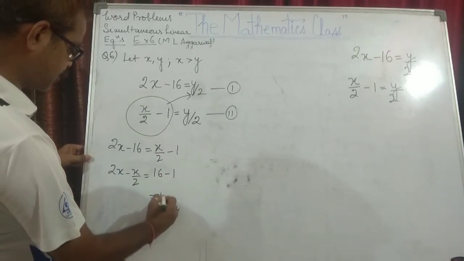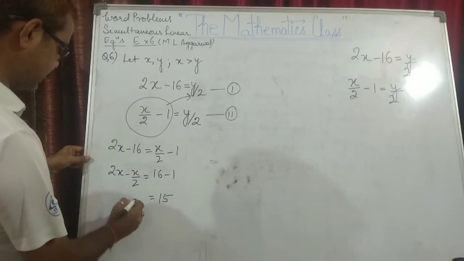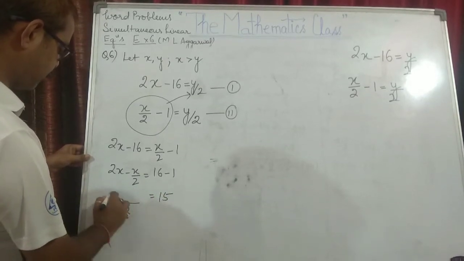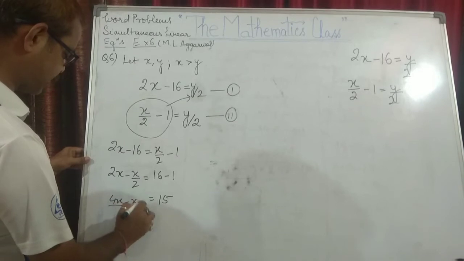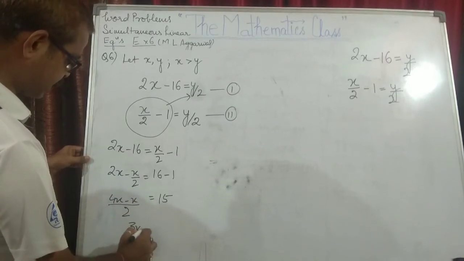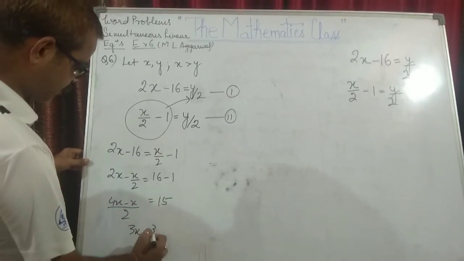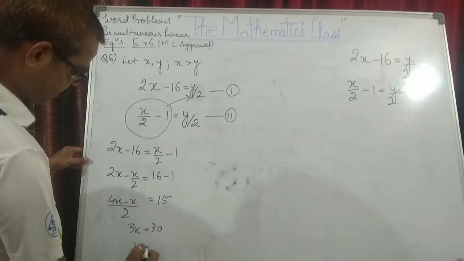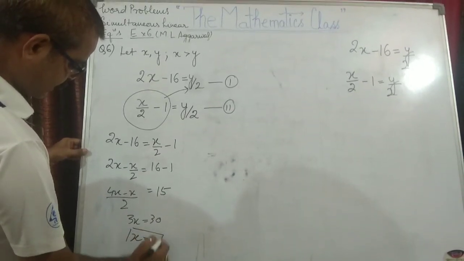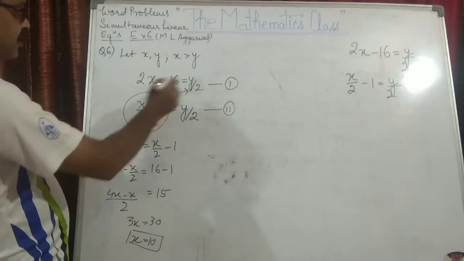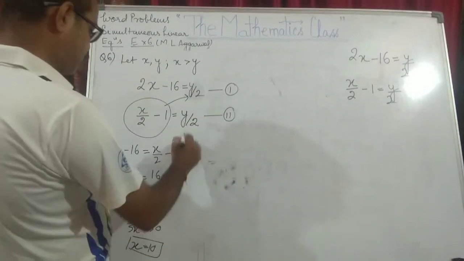16 minus 1 is 15, and the LCM will be 2. 4x minus x is 3x, and the 2 comes to the other side, equal to 30. So x comes out as 10. Now, if x is 10, you can put the value somewhere here.